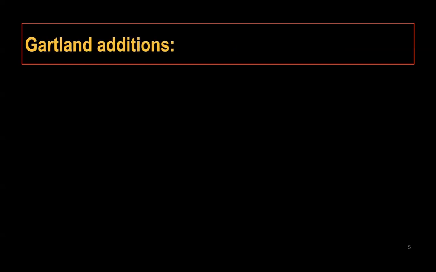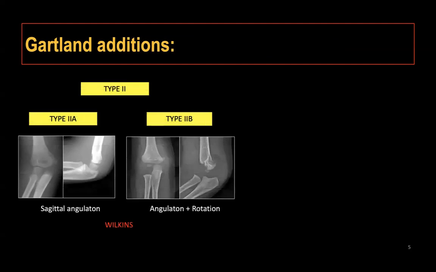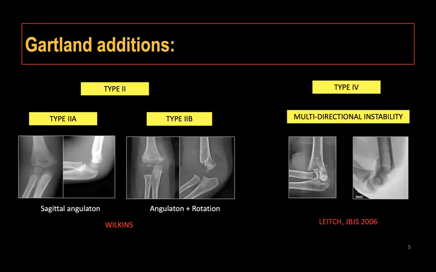However, there have been a few later additions or modifications to the original Gartland classification. Type 2 fractures have been subdivided into type 2A, that is fractures with pure sagittal angulation, and type 2B, where there is angulation and additionally there is malrotation. Also in 2006, Lech described a type 4 fracture, which is a fracture with multidirectional instability.